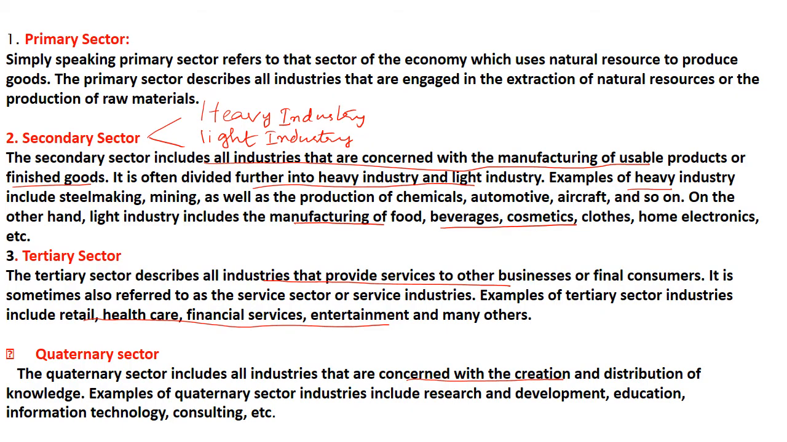So first we are dealing with the primary sector. The primary sector refers to that sector of the economy which uses natural resources to produce goods. So agriculture-related activity comes under the primary sector. Then the secondary sector includes all industries that are concerned with the manufacturing of usable products or finished goods. So finished goods, the concerned industries and usable products manufacturing all come under the secondary sector.